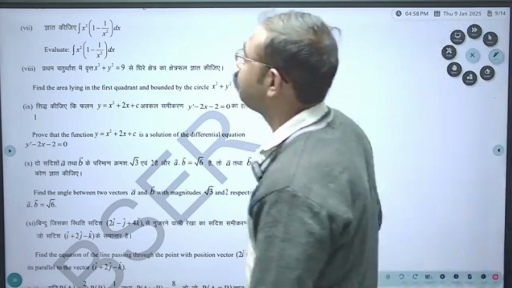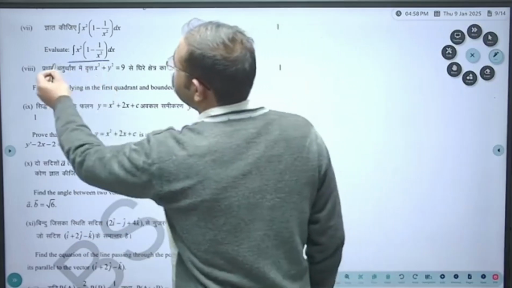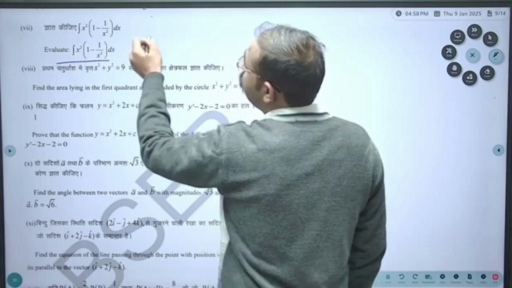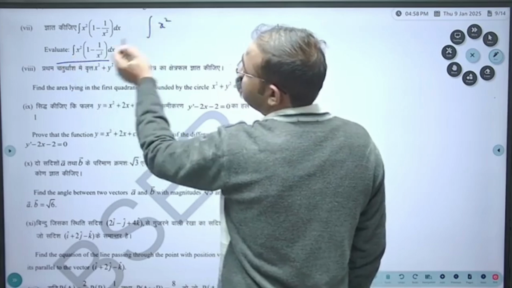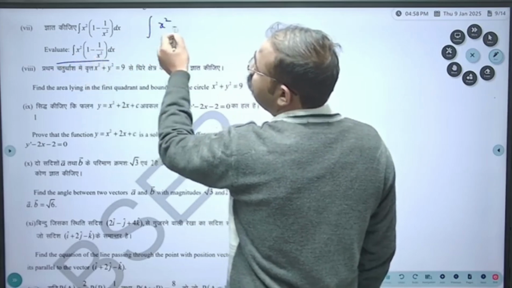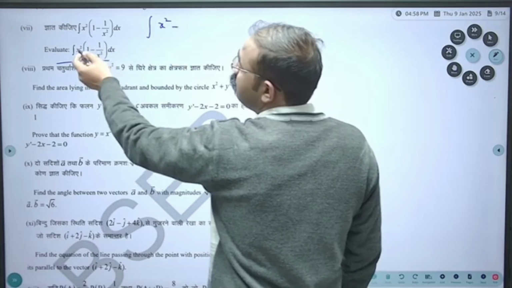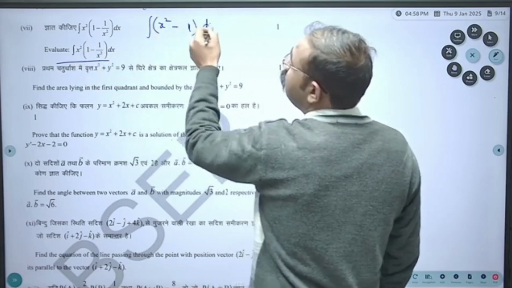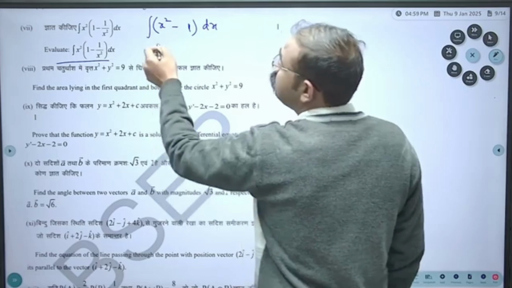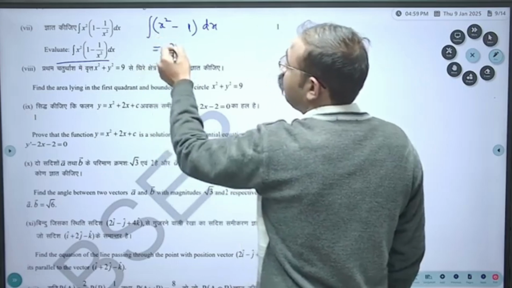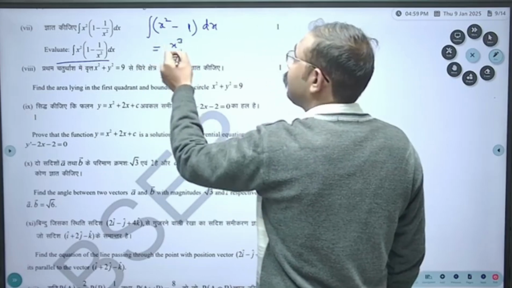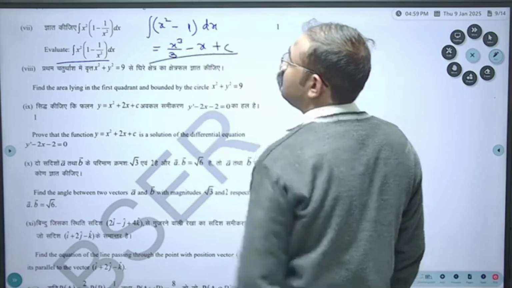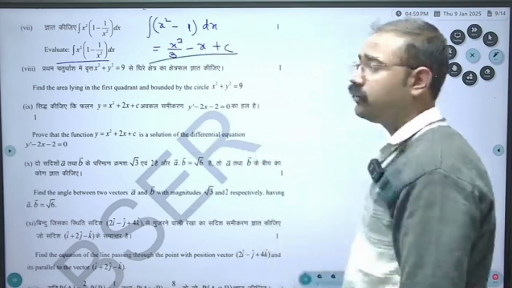Question number 7. We have to evaluate this by multiplying this x square to this bracket. We will have x square multiply by 1, then x square, and x square multiply by this, then x square to x square will be cancelled. 1 will be there, dx, and its integration will be x square, x power 3 upon 3, integration of 1 is x, plus c. This is our answer.